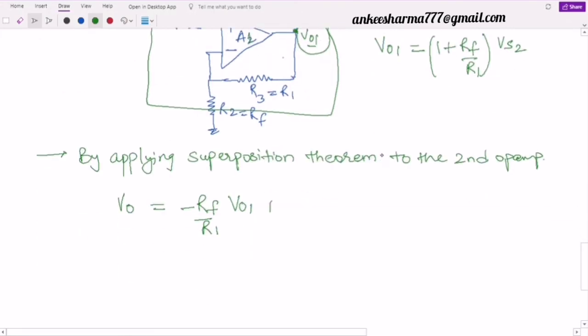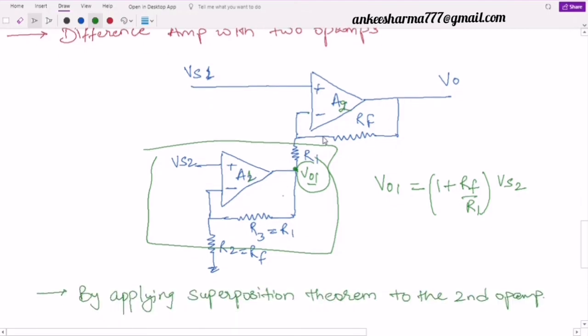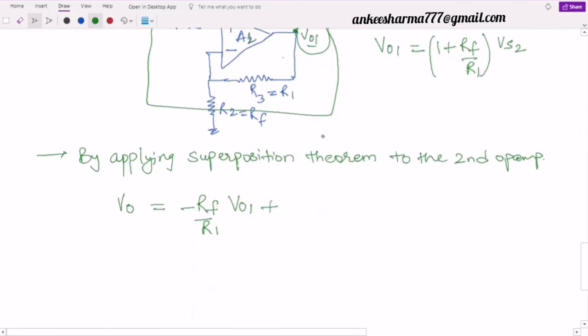Similarly, in the second scenario, when I am assuming my inverting voltage equal to 0 and non-inverting equal to Vs1, I will apply the gain of the non-inverting, that is 1 plus RF by R1. So I will get here 1 plus RF by R1, and it is multiplied with the input. Is it VS1 or VS2? VS1. So it is VS1, right?